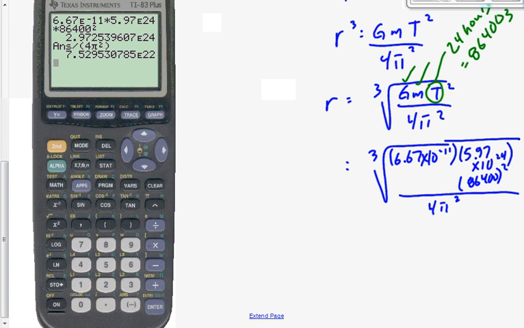How do you do cube root? Where's the math function on there? Right there. Okay, let's go Math 4, or Math 5 you could use as well. Math 4, which is cube root. And lo and behold, we get 42226910.